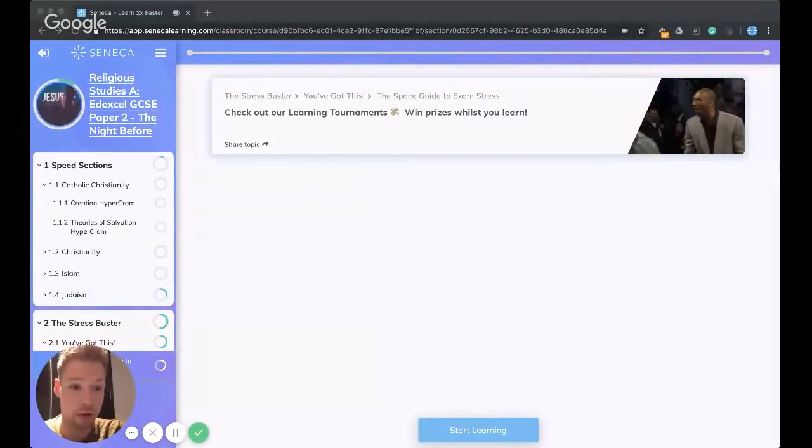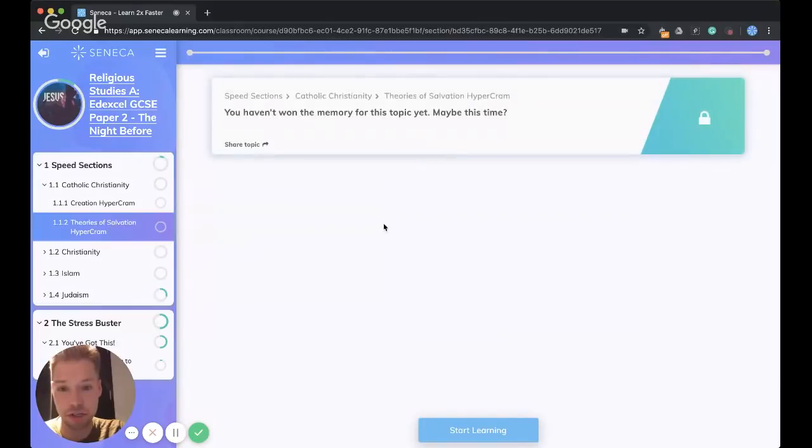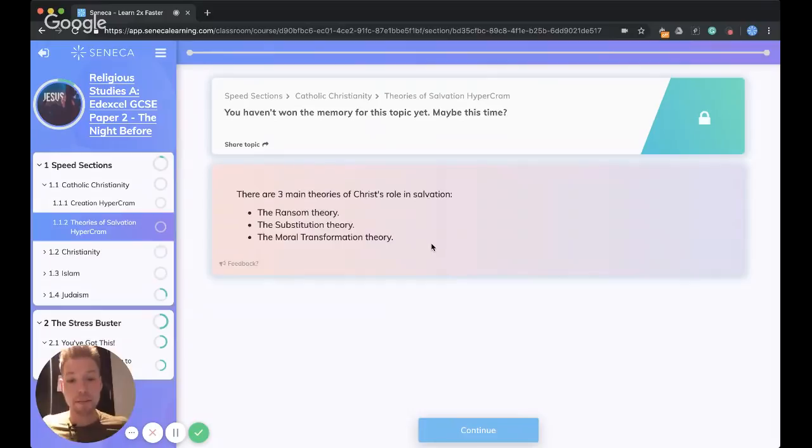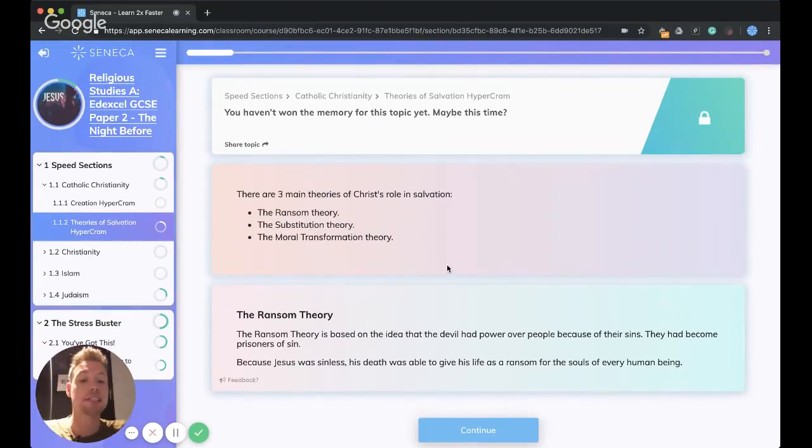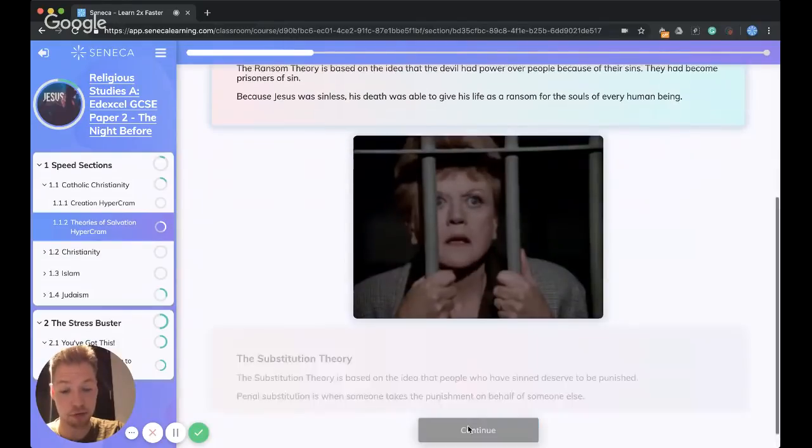Okay. So let's start theories of salvation. There are 3 main theories of Christ's role in salvation: the ransom theory, the substitution theory, and the moral transformation theory. We're starting off with the ransom theory, and that's based on the idea that the devil had power over people because of their sins. It's all very dramatic, isn't it? They had become prisoners of sin. Because Jesus was sinless, his death was able to give his life as a ransom for the souls of every human being. So that is the ransom theory.